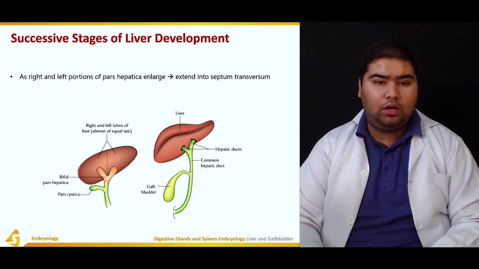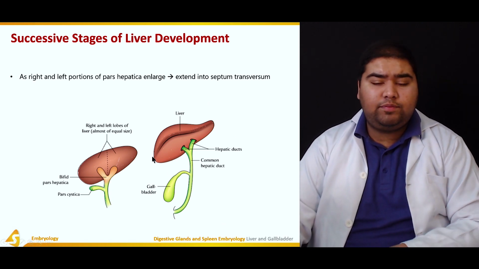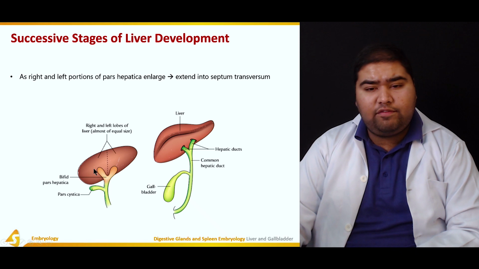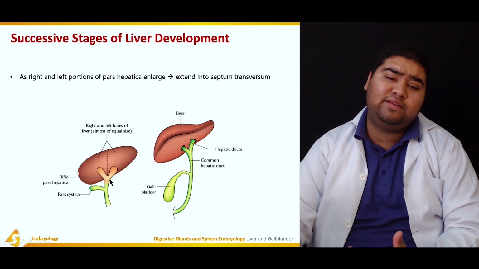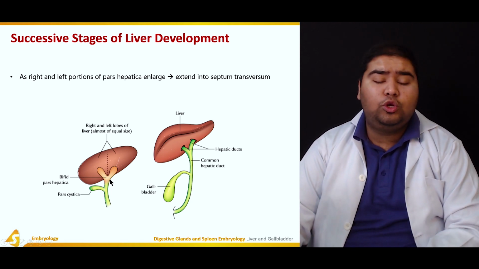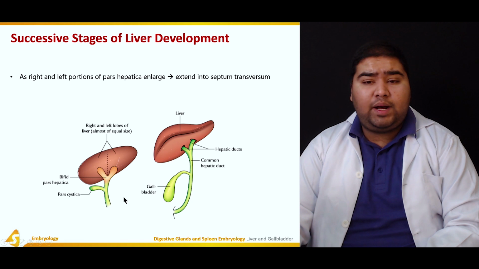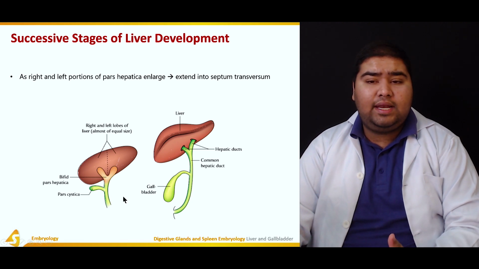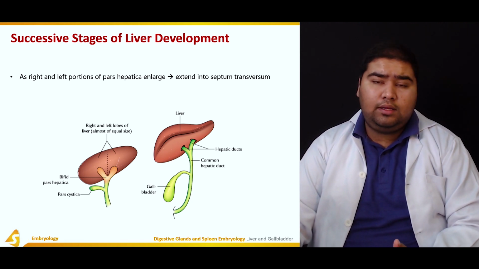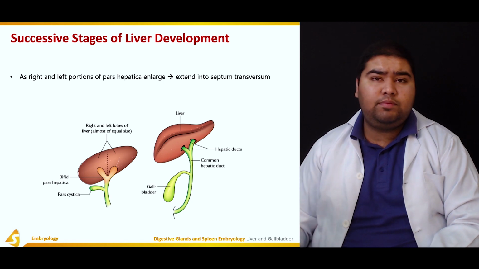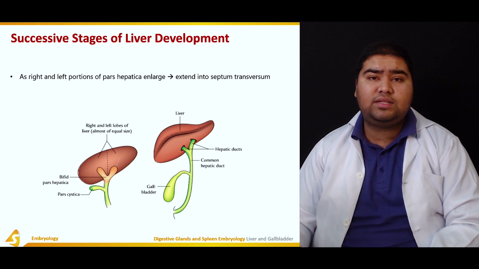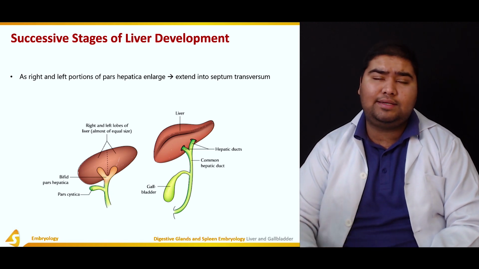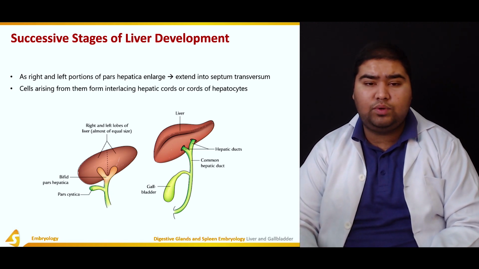So moving on, these are the right and left portions of the pars hepatica. The pars hepatica becomes bifid, that is, it divides into two. The right and left parts of the pars hepatica enlarge and extend into the septum transversum, because initially it was within the ventral mesogastrium, and from the ventral mesogastrium it enters the septum transversum.